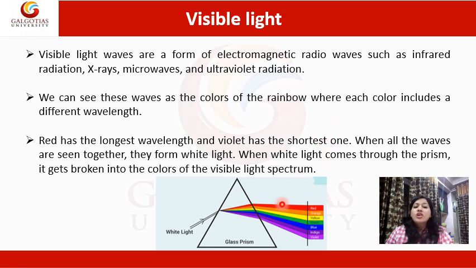Red has the longest wavelength and violet has the shortest one. When all the waves are seen together, they form white light. When white light passes through a prism, it gets broken into the colors of the visible light spectrum.